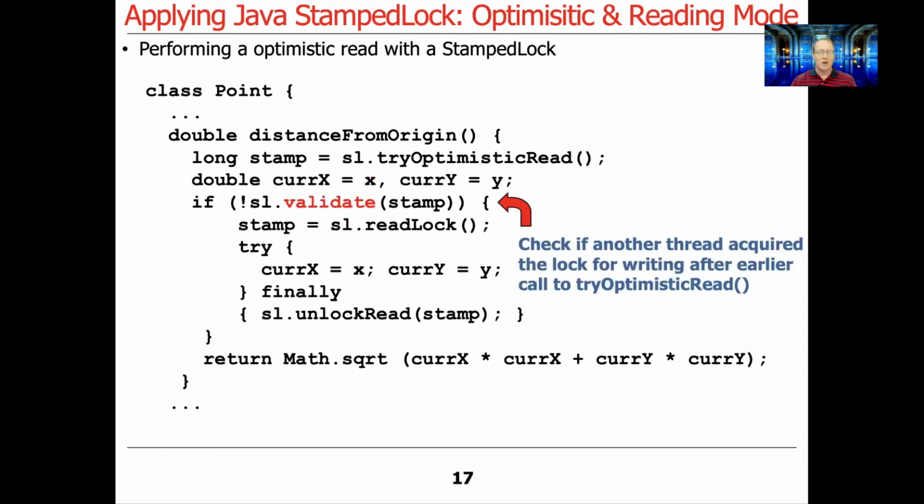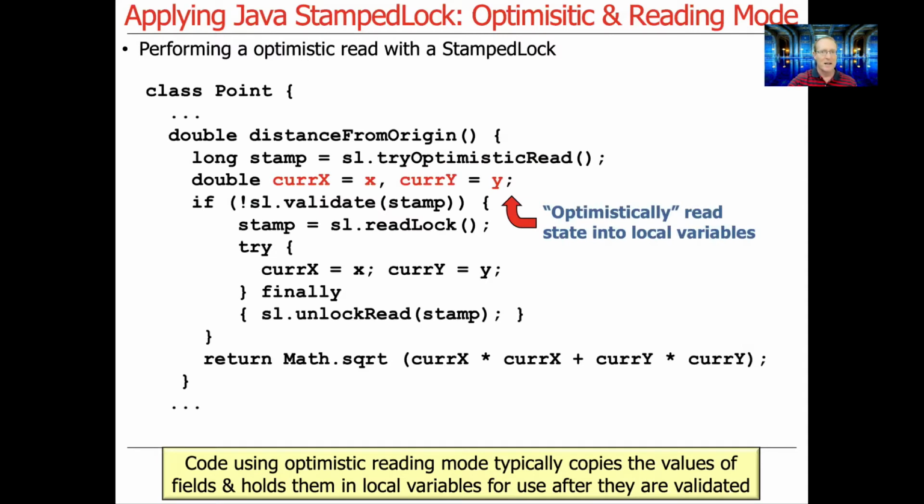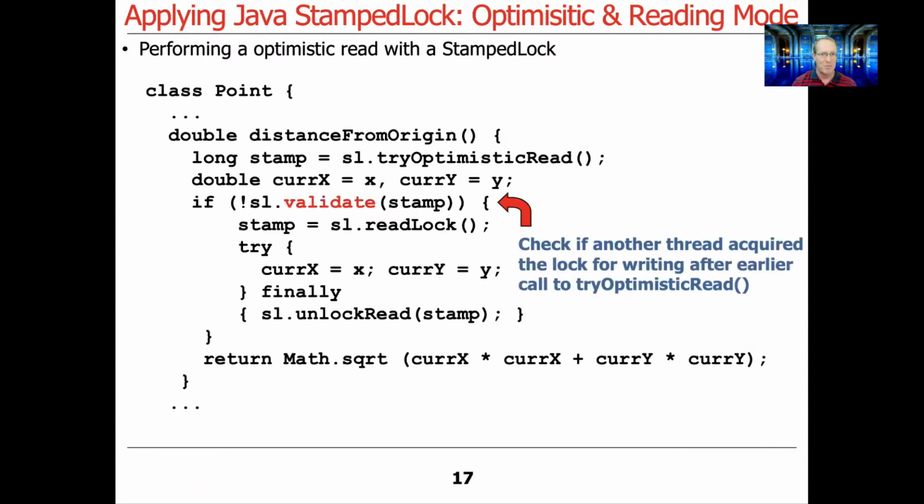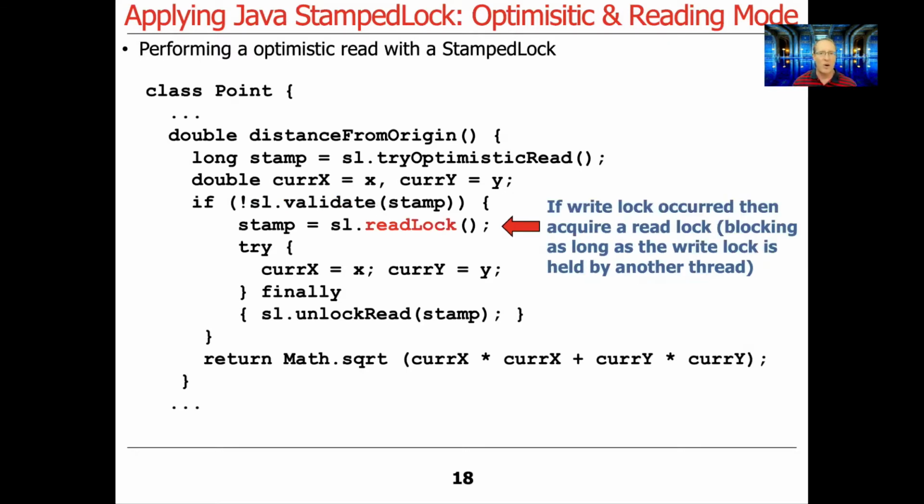Now, what we're going to do next is call validate. If no write lock has been acquired between the time we call tryOptimisticRead and the time we call validate, and notice that's a very small window, right? That's probably talking about nanoseconds. If nothing has changed and these things have not been modified or the write lock has not been held, then validate will return true. But if for some reason they were changed, then what we're going to do is block acquiring a read lock. So if there was a write lock, then we're going to block and acquire a read lock, and that may block as long as the write lock is held by another thread, which probably won't be very long, but it would require some blocking potentially.